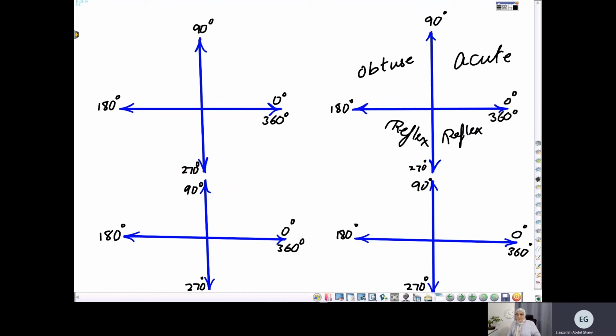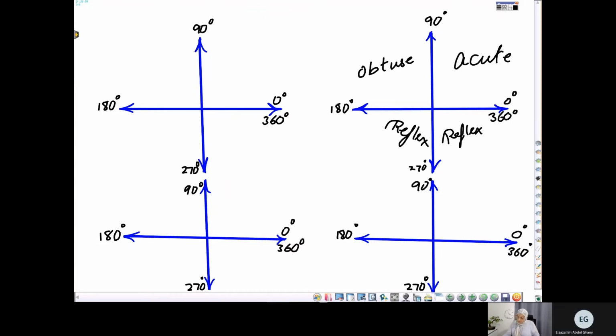Now, did I speak about the 5 famous angles? The 5 famous angles are 0, 90, 180, 270, and 360. When you reach 360, it means you make a full revolution. From 0 to 90, it's acute. From 90 to 180, it's obtuse. From 180 till 360, it's reflex.